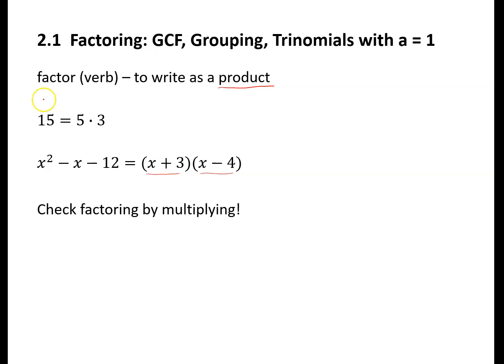So if I wanted to check that I factored 15 correctly, then I would multiply 5 times 3 and make sure it equals 15. If I wanted to check my factoring on this polynomial, I would multiply, I'm going to use FOIL to do that, x plus 3 times x minus 4. So we do first x squared, outside negative 4x, inside positive 3x, and last negative 12.